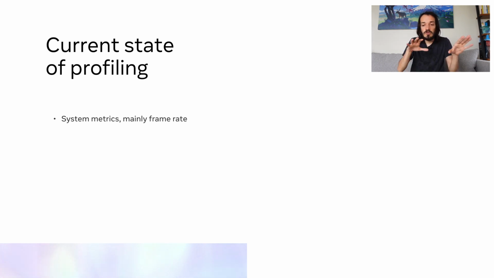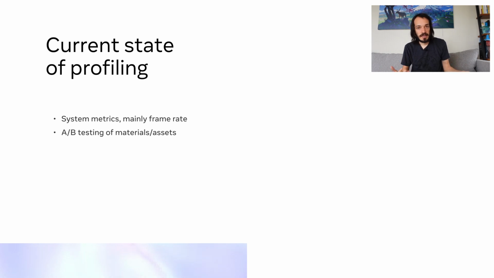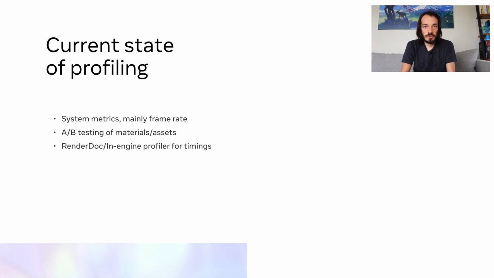The usual framework is to use those system metrics to do A/B testing of your materials and assets. For example, if you know that a scene is running at 72 frames per second, which is the goal on Quest, then you would add a beautiful statue, for example, and then your frame rate would drop to 45, and then you would be like, well, I probably need to go optimize my statue mesh or my statue shaders. This is quite slow. To go to the next level, people will usually use either in-engine profilers or RenderDoc to get draw call timings.